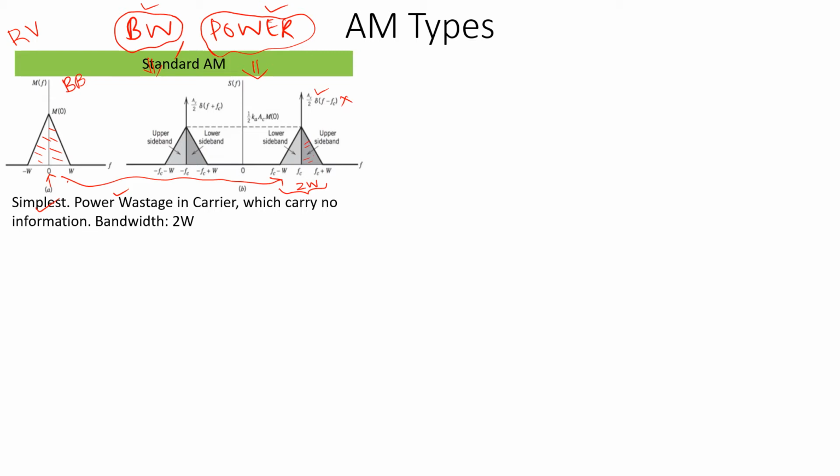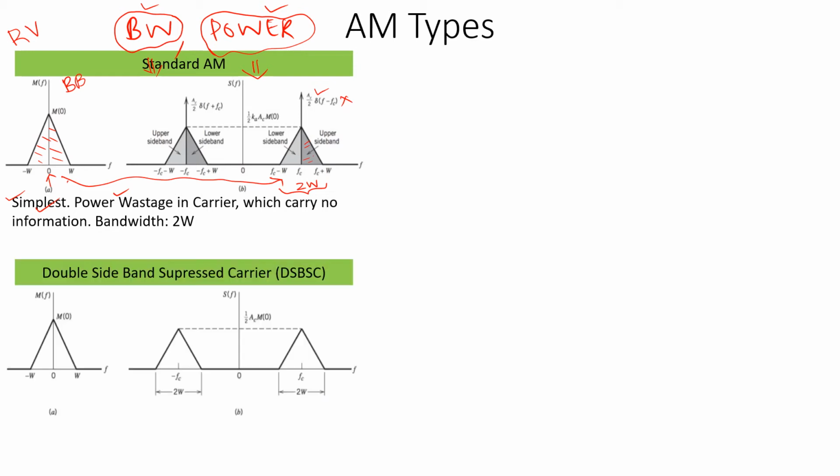If simplicity is the most important requirement, we can straight away go for standard AM. But if simplicity is not the important requirement, if we have stringent requirements of power or bandwidth, we'll have to go for other modulation schemes under AM itself. That's why we have double sideband with suppressed carrier. In DSBSC, or double sideband suppressed carrier, this carrier part is suppressed. Instead of sending the carrier along with the modulated signal, that carrier part is suppressed, so that power can be saved.